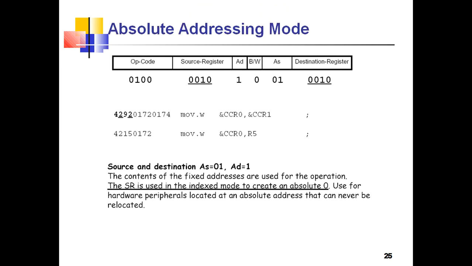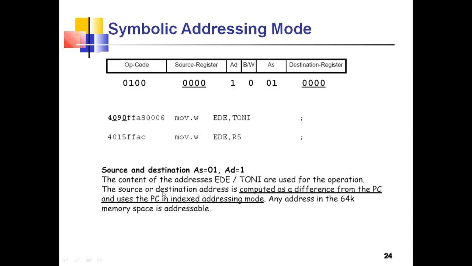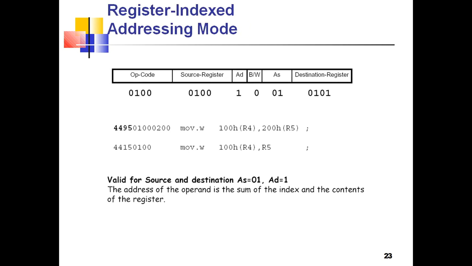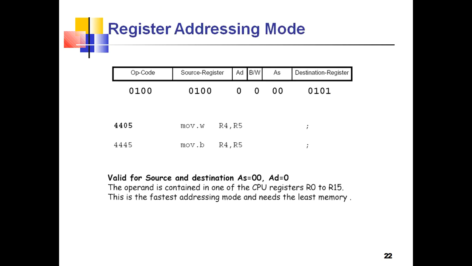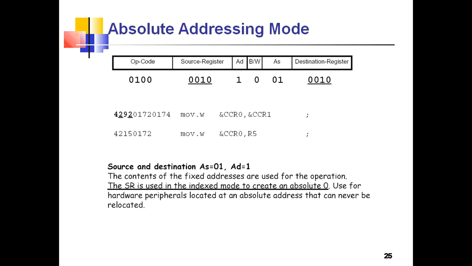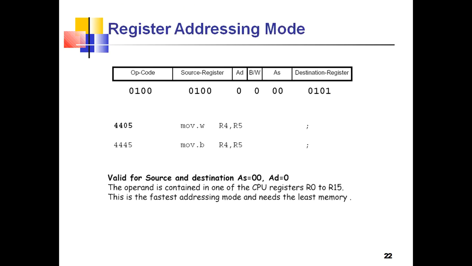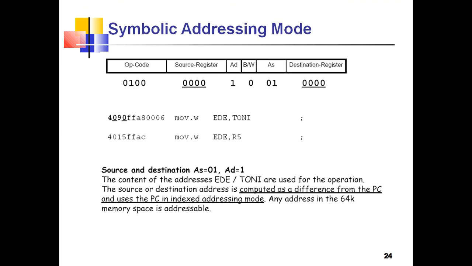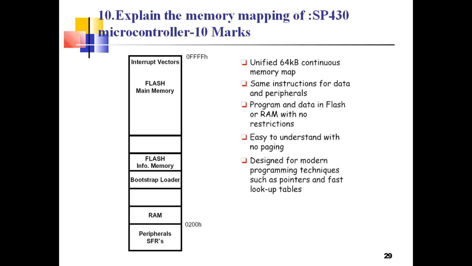Next, absolute addressing mode. Don't worry about the table, you have to put this table and examples. Next, you have to explain this with whatever is given below. Next, symbolic addressing mode and register index addressing mode, register addressing mode. Okay, these are the different addressing modes you can use in your MSP430. Okay, now go for the next one.